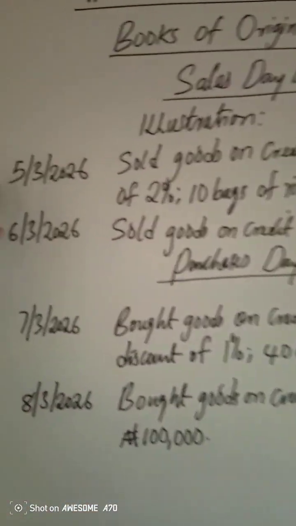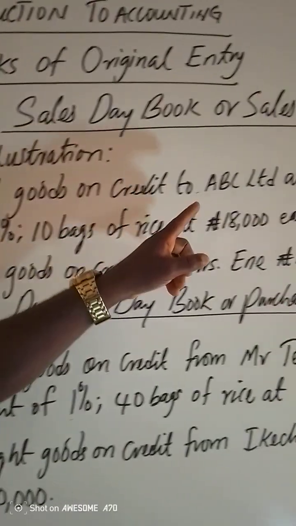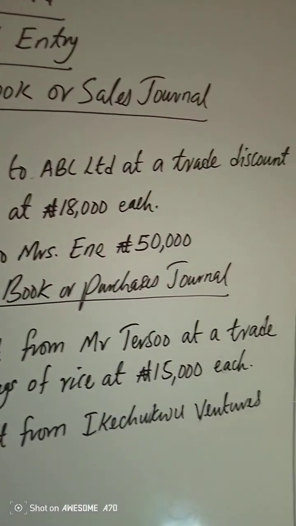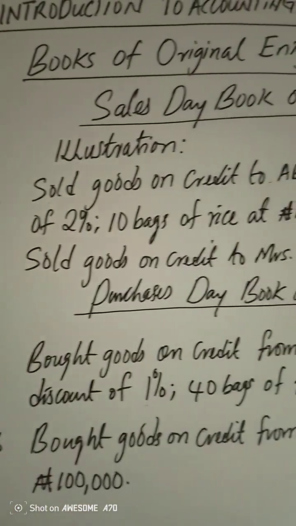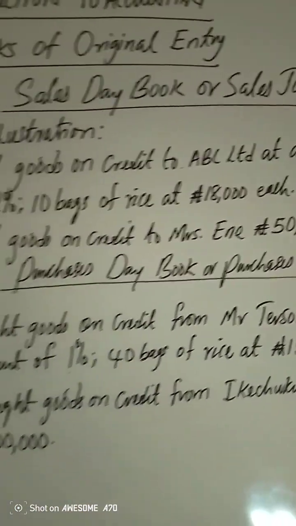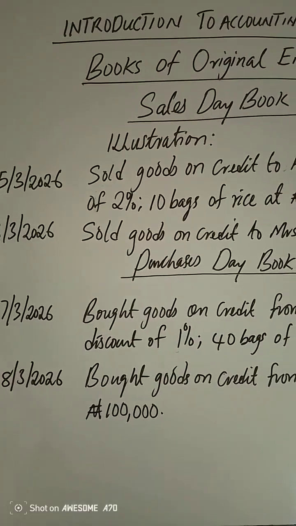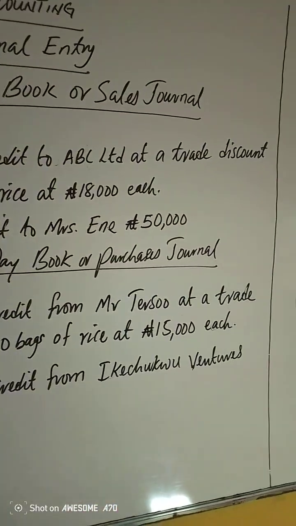On the 5th of March 2026, we sold goods on credit to ABC Limited at a trade discount of 2%: 10 bags of rice at 18,000 each. Here in books of original entry, just like the cash book, most transactions are subject to what is called discount. I also want to clarify discount.